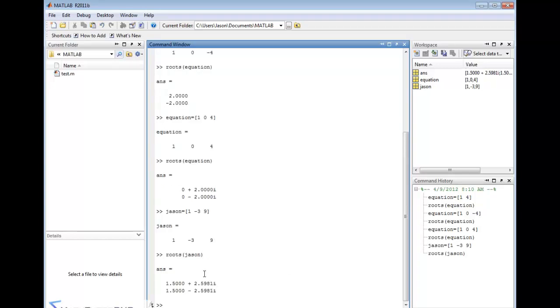And again, we get two answers, which are complex conjugates of one another. The reason we get two answers is because this is a second-degree polynomial. We expect it to cross the x-axis twice. In this case, it's a complex answer. We expect to get two roots.